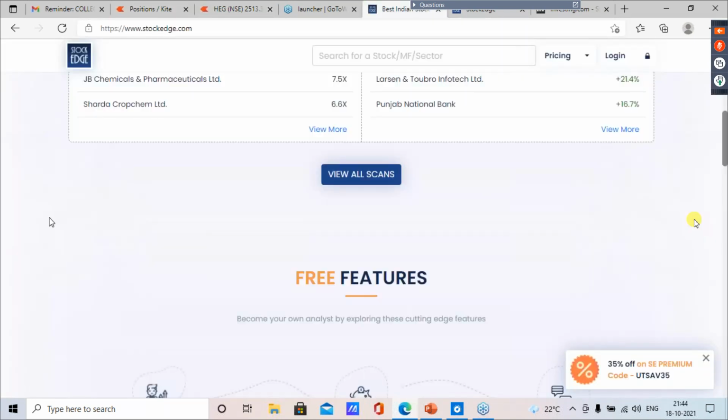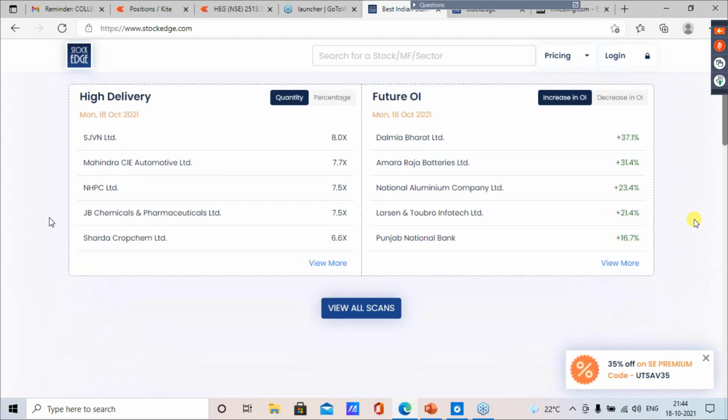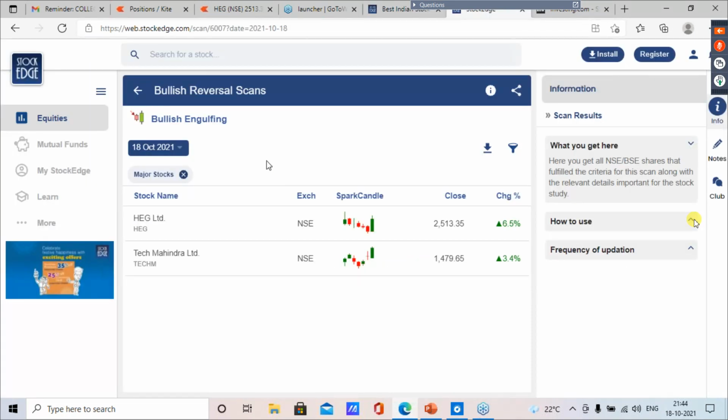So this is the first thing that you're going to do every day at 9:30 or 9 o'clock. This app will be populated with the data. So you just check them.